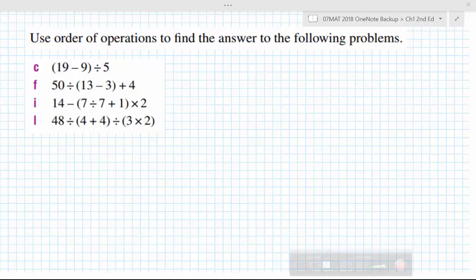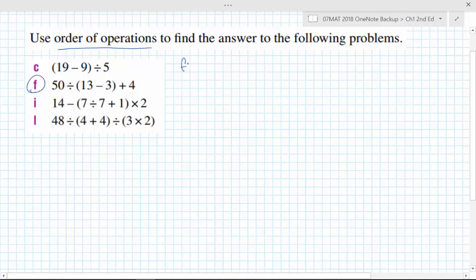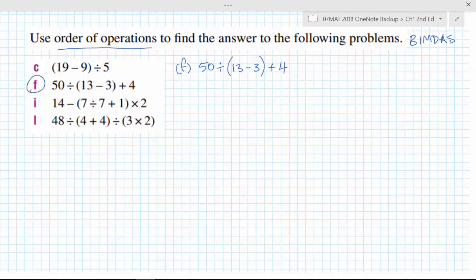So with this example here, it wants me to use order of operations to solve the following. I'm going to look at F. So F is 50 divided by (13 take 3) plus 4. Okay, now remember we're using our BIMDAS. Now if you want to use BOMDAS, it's the same thing. You just come up with something that works for you. BEDMAS, whatever you've dealt with before, so long as it works.